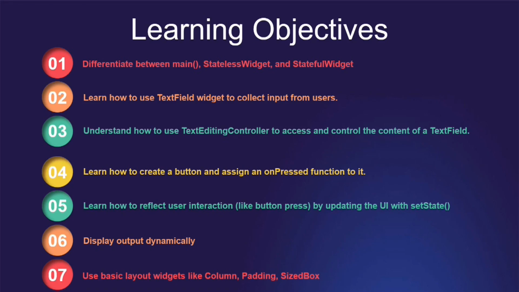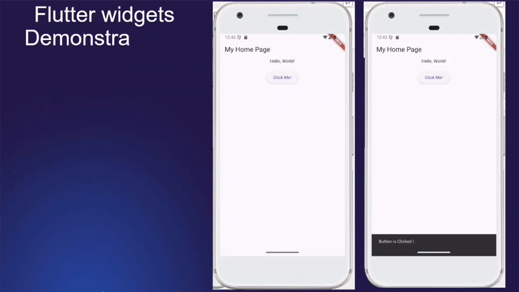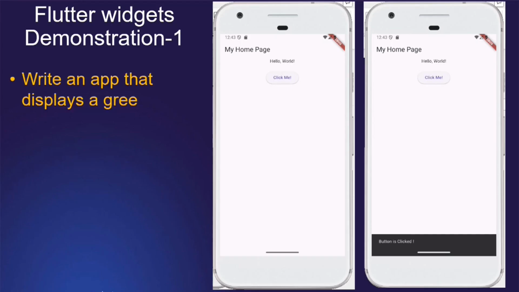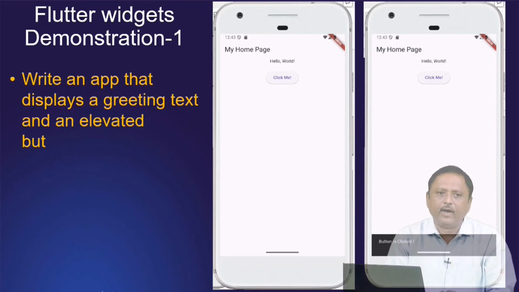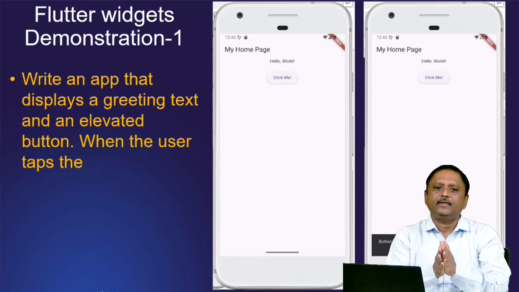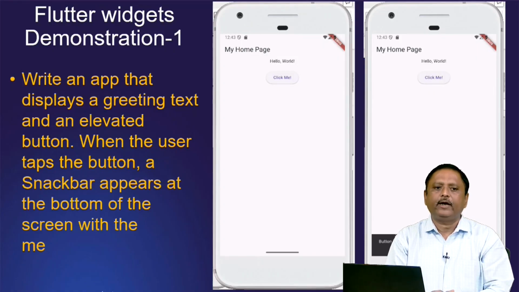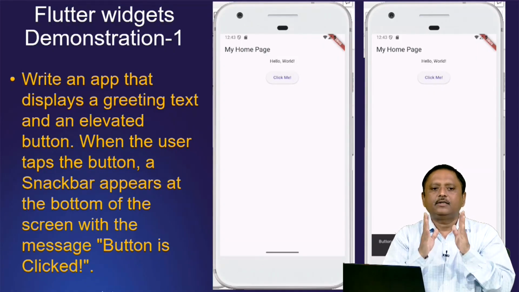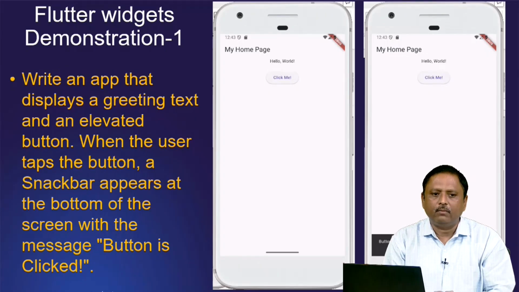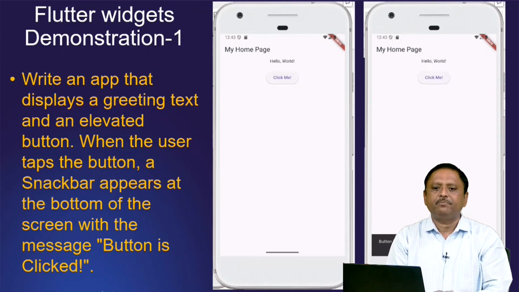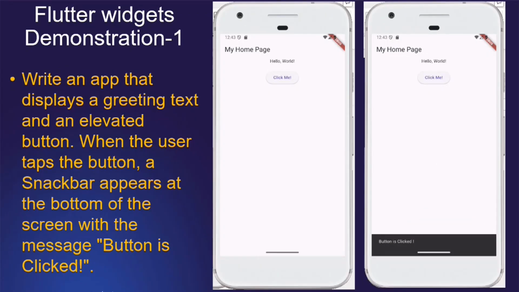So let us start with our first Flutter widgets demonstration. On screen you can see we want to write an app that displays greeting text and elevated button, and when the user taps the button, a snack bar appears at the bottom of the screen with message button is clicked. You can see on the screen that at the bottom in black box it displays button is clicked. So it is called snack bar.